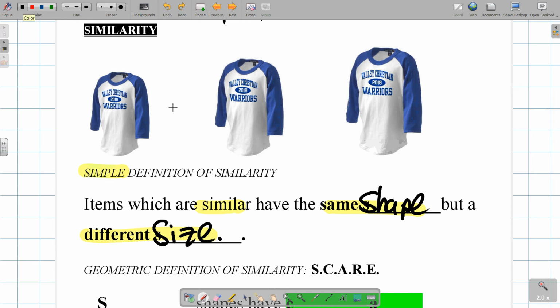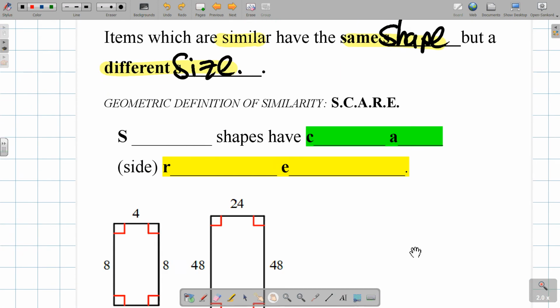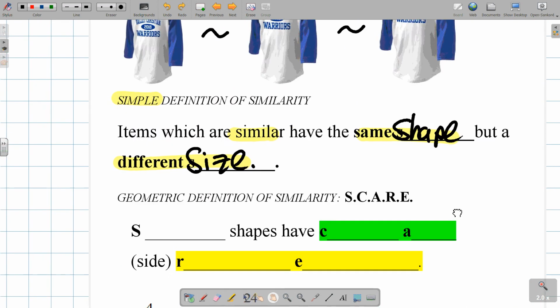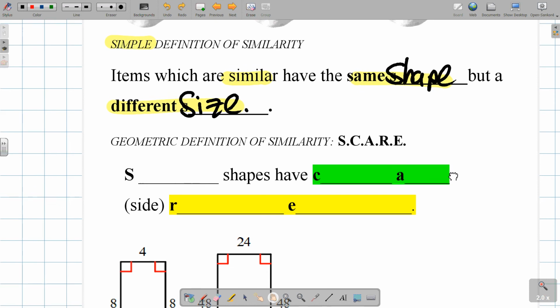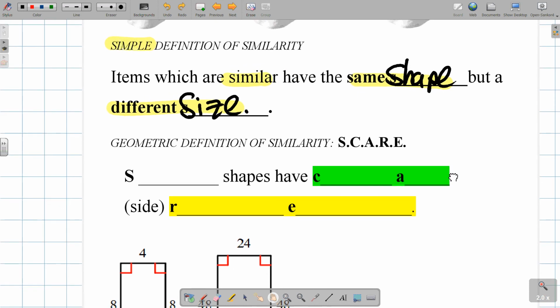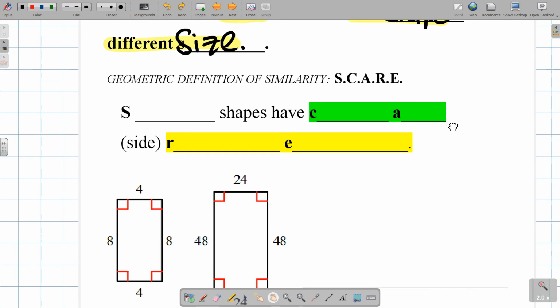The symbol for similarity is that. Looks like a Spanish tilde. So we see here the oil life shirts. We have a small, medium, and large shirt. They are the same shape of shirt, just different size. We would say these shirts are similar. Now that was a simple definition of similarity. Same shape, different size. Bear with me.